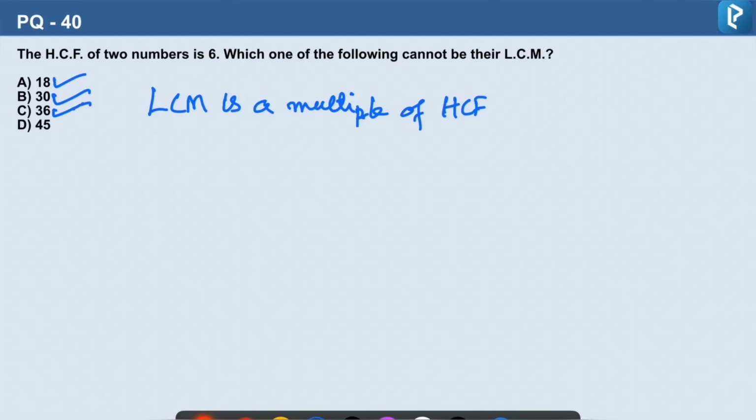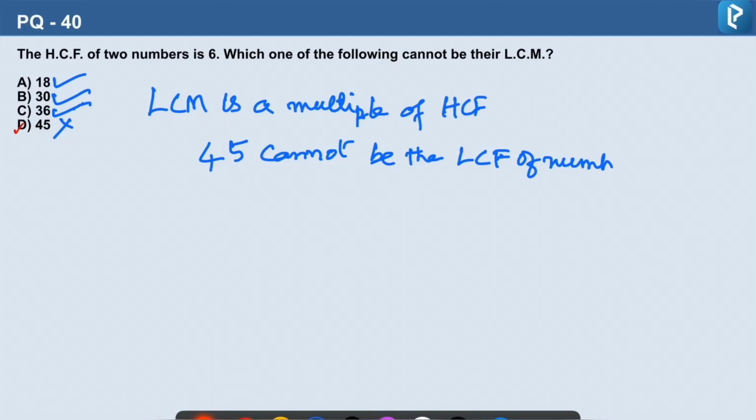45 is not a multiple of 6. So option D is the correct answer. That cannot be the LCM. So 45 cannot be the LCM of the numbers. So the correct answer is option D.